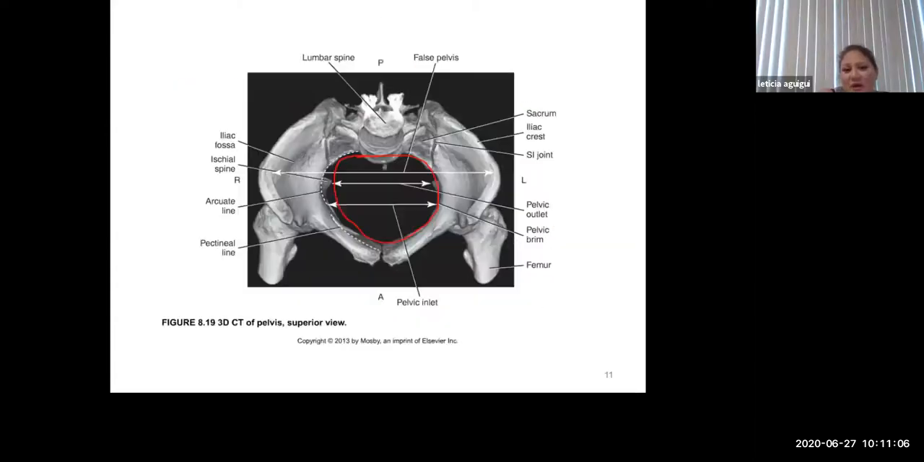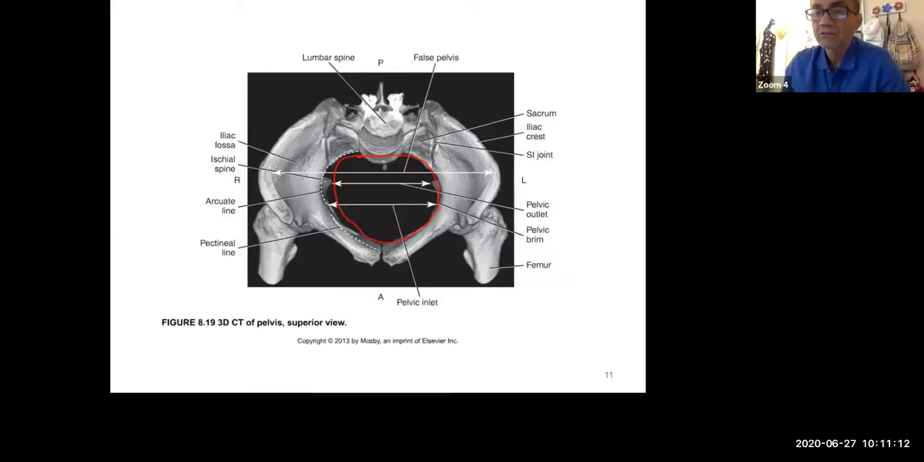Doctor, does it matter which terminology we use to refer to it as true or minor? Doesn't matter. They're all concepts. In your book, guys, they mention a little about the diameter of the true and the false pelvis. You do not need to worry about it, okay? You will not be asked.